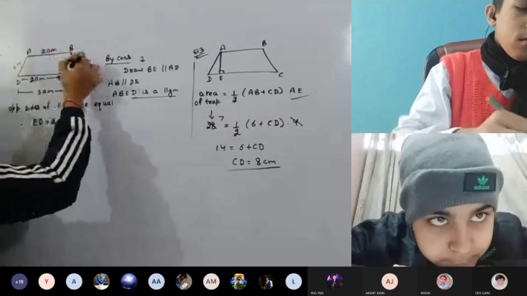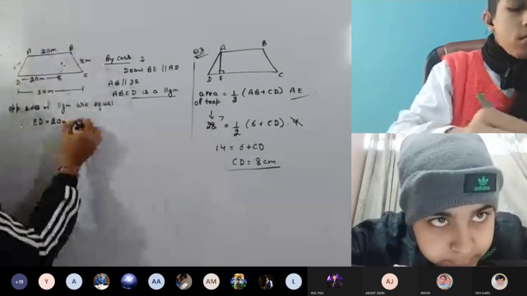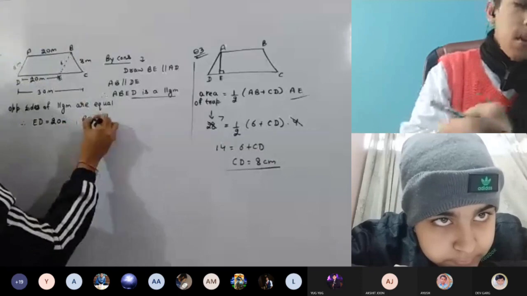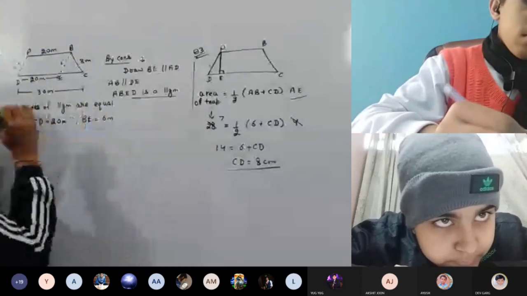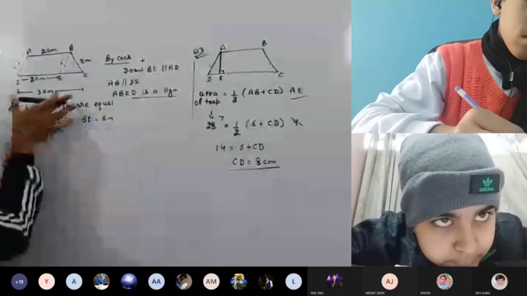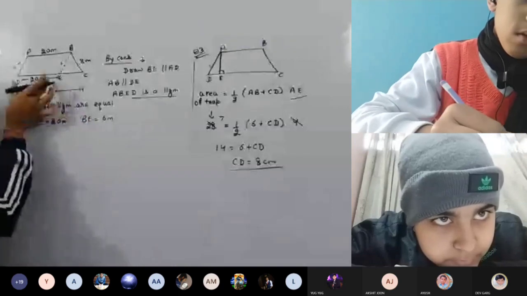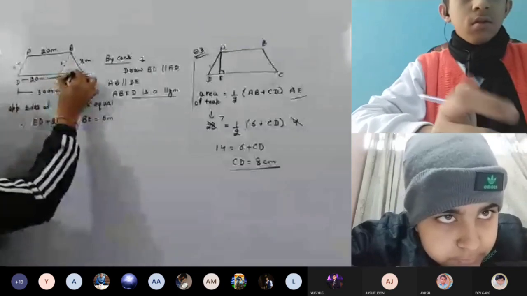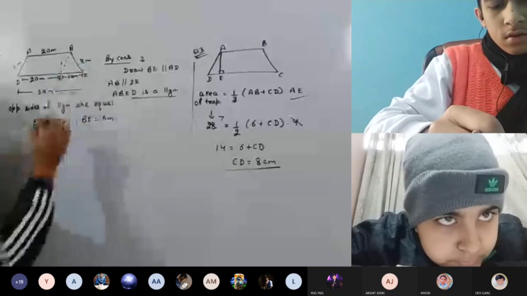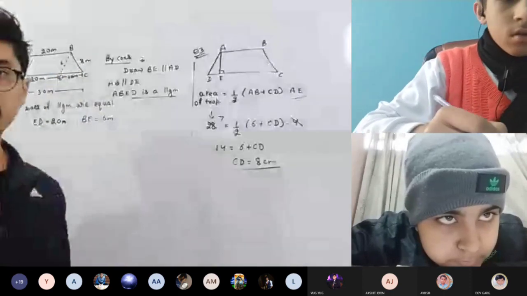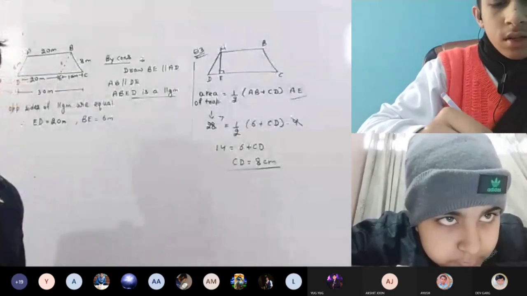If this is 6, can I say that this is 6 also? BE is 6 meter. Okay. Now students, see, this is complete 30, this is 20, so this will be 10. Now this is 10 meter now. Okay. Yes, students, is this clear?